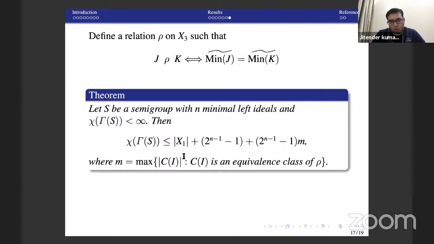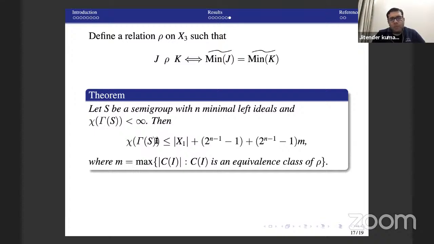Of course, we could not find the chromatic number of an arbitrary semigroup, but we have given an upper bound. And in order to get this result, we have defined a relation on the set X3, which I showed just earlier. Two elements will be related if and only if min j tilde and min k tilde contain the same minimal left ideals. That is the notation for min j tilde, meaning the ideals which contain j. So this result basically gives an upper bound for the chromatic number of the intersection graph of an arbitrary semigroup.